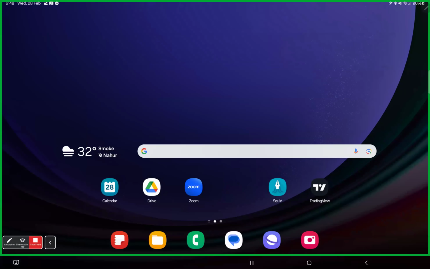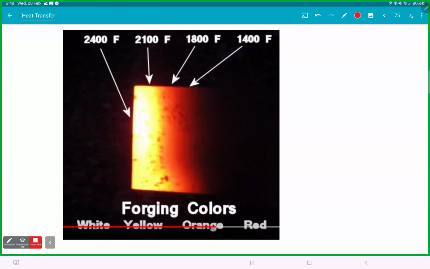Clear with this? So the color transition goes like this. If an object is heated, the transition will go from red, then it goes to orange, yellow, then it becomes white, and then comes blue.